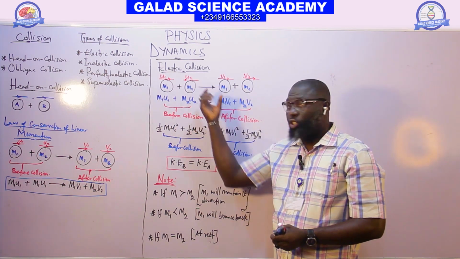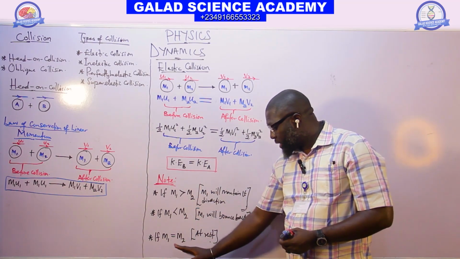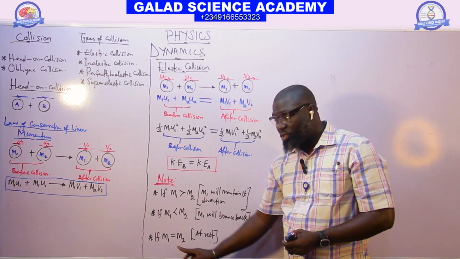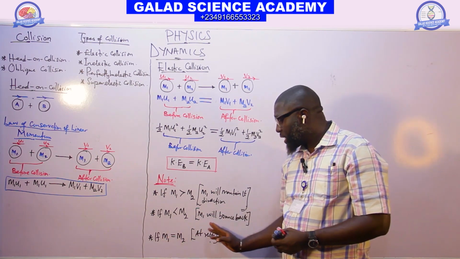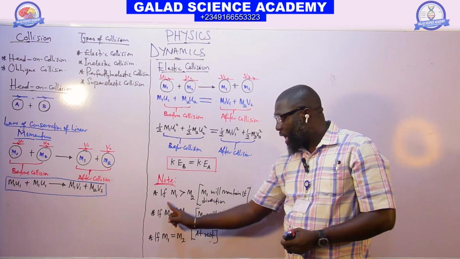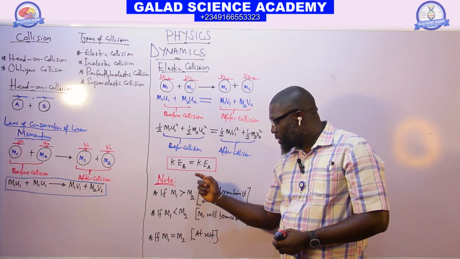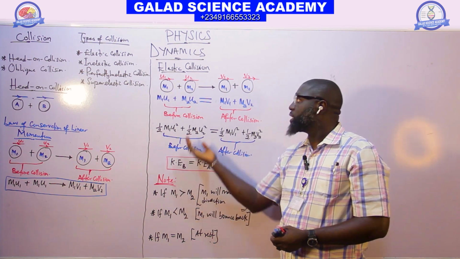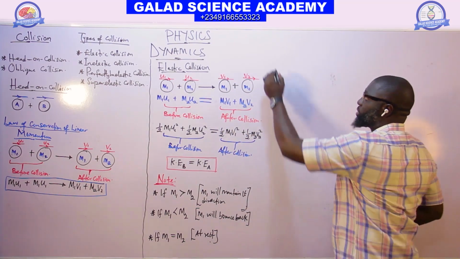So after collision, if the two bodies are at rest, they are not moved, it simply means the masses of the bodies are equal. But after collision, if the mass M1 is bounced back, it simply means M1 is less than the mass M2. But when the mass M1 is greater than mass M2, after collision, the mass M1 will maintain its direction.